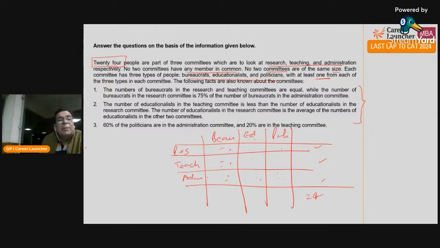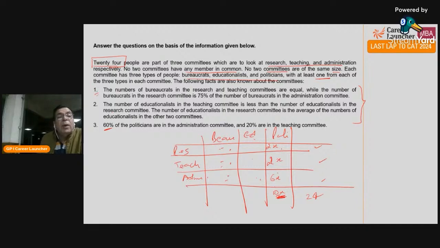Now, when you look at the statements, the third statement catches my eye first. 60% of the politicians are in the administration committee, 20% in the teaching committee. If I say there are 10x politicians, 6x will be in administration committee, 2x in teaching committee, and the balance 2x is there. Or you could make it 5x, 3x, 5x, or 3, 1, 1 also. But this is telling me the numbers are simple. Though it is also telling me that you'll have to make cases, because x could be 1, x could be 2, x could be 0.5 also. So there are 3 cases which is definitely there.